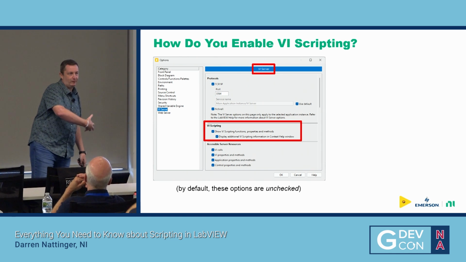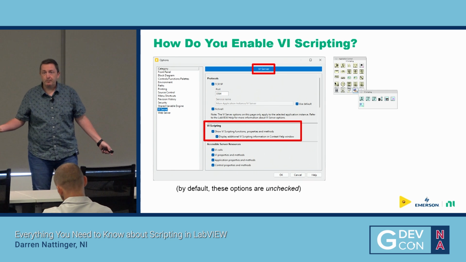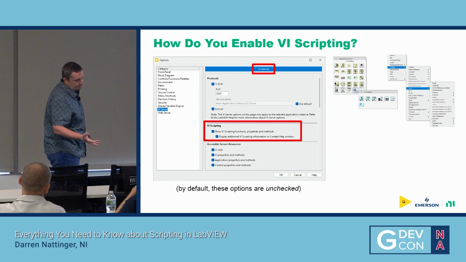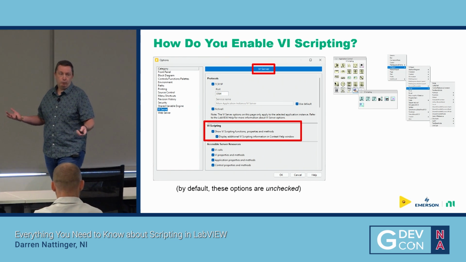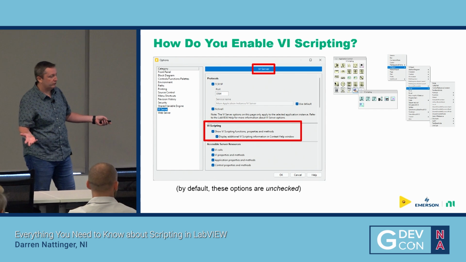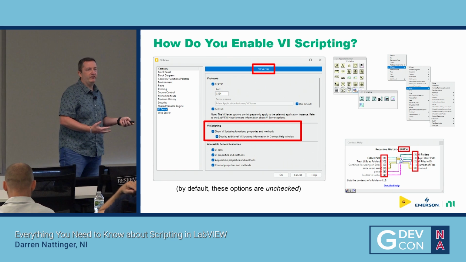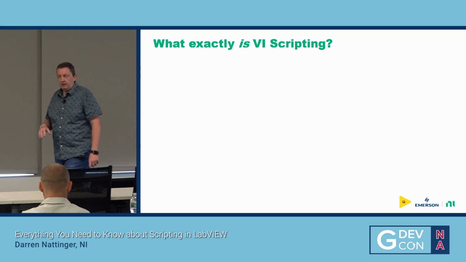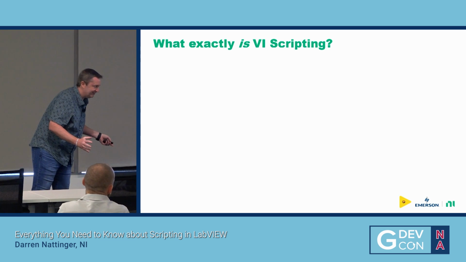When you go into tools options and you turn it on, like I show in the slide, you get several things. You get a palette. There's a VI scripting palette that gets added to LabVIEW. You get a whole lot of new classes in VI Server that don't show up when you don't have scripting turned on. And you get some useful information that shows up in various parts of the editor, like the context help window. I'm going to talk about that stuff later. So now you've turned it on, what exactly is it?